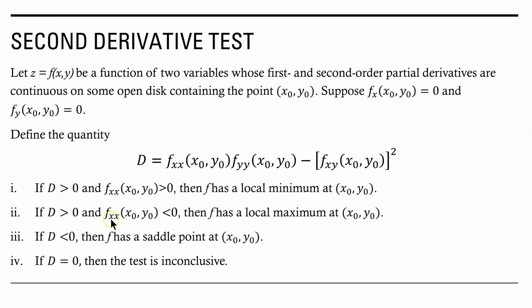And in II, if that second partial derivative with respect to x both times is negative, then we have a local maximum. So I and II are very similar to what we do in single variable calculus. The only additional piece is that we have to ensure that this D, this quantity, is actually positive. If D is negative, then f has a saddle point at that x naught, y naught. And if D is equal to 0, the test is inconclusive, and we'd have to use a different strategy to try to determine whether that critical point was a relative maximum or a relative minimum.